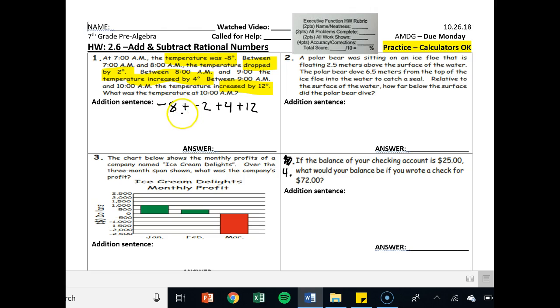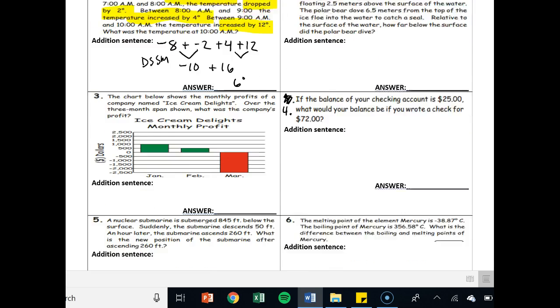So just two SSAK problems. -8 plus -2 is -10. 4 plus 12 is 16. So basically we're asking ourselves, what is -10 plus 16? Your answer there is 6 degrees Fahrenheit, I guess. What do we say? It doesn't say Fahrenheit or Celsius.